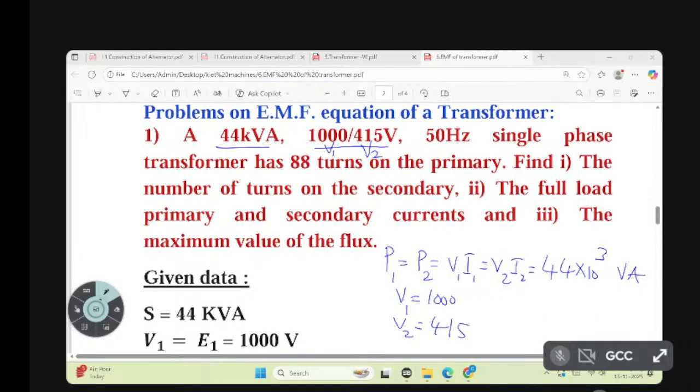Don't take them as you like, this should not be V2 and that V1. The first one is called V1 and this is called V2. So 1000 volts and 415 volts, they are the given values.